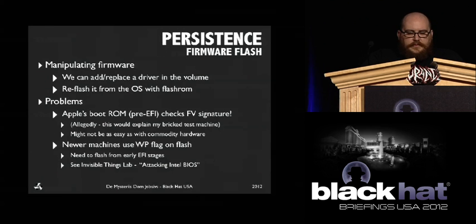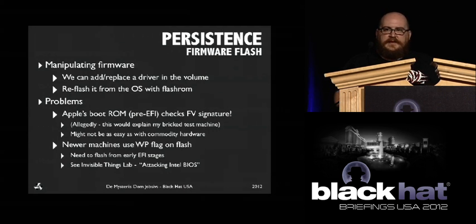So yeah, we basically just want to replace or add a driver in the volume and then write that back to the firmware, write that back to the flash, sorry, with flash ROM or however else we want to do it. So there's a few problems with that. Someone who used to work at Apple told me that Apple's boot ROM checks the signature on the firmware, which stands up to my experimentation, because I bricked a machine writing a Trojan firmware back to its firmware flash. And there is a signature block at the very end of the firmware volume. So I guess that's the way it is. I guess there could be some other ways to get around that. I haven't really looked further into that.